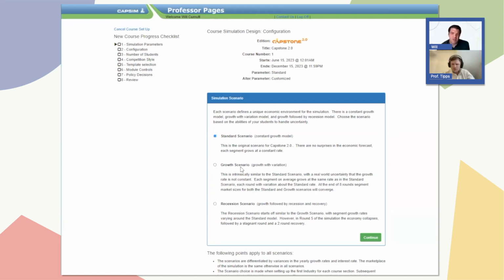At this time, I think a better fit for you may be this recession scenario. Recession scenario starts out very similar to the growth scenario. The growth rates will be slightly different in each of the segments each year. And then all of a sudden, the economy collapses. Surprise. Followed by stabilization and a couple rounds of recovery. Knowing your learning goals and objectives for your course, I think this recession scenario would be a great fit for your course. Okay. Is it a complete surprise to the students?